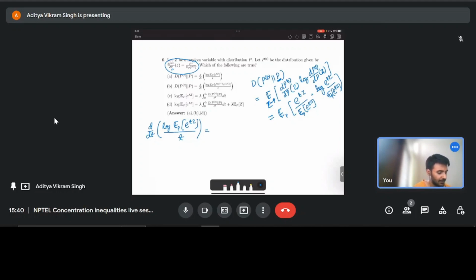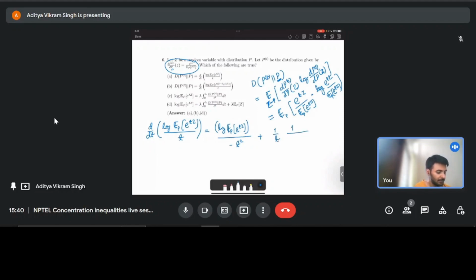So let's apply the chain rule of derivative. So first, we just keep this as constant, I mean, just fix this and differentiate 1 by t, which gives us minus 1 by t square. Plus, we just fix 1 by t and differentiate the other thing.